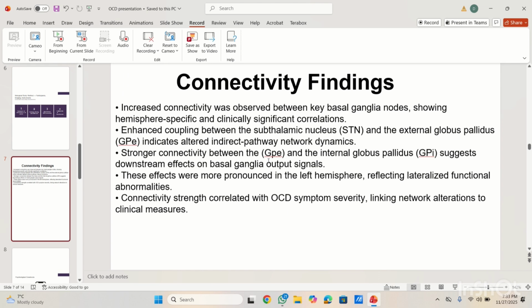And the key findings are that the researchers found that the OCD group had significantly increased connectivity between the left subthalamic nucleus and the left external globus pallidus, and also between the external and internal globus pallidus. These differences were only seen on the left side. Greater connectivity was also linked to more severe symptoms, and this suggests that the stop system of the brain is overactive or misfiring in OCD.